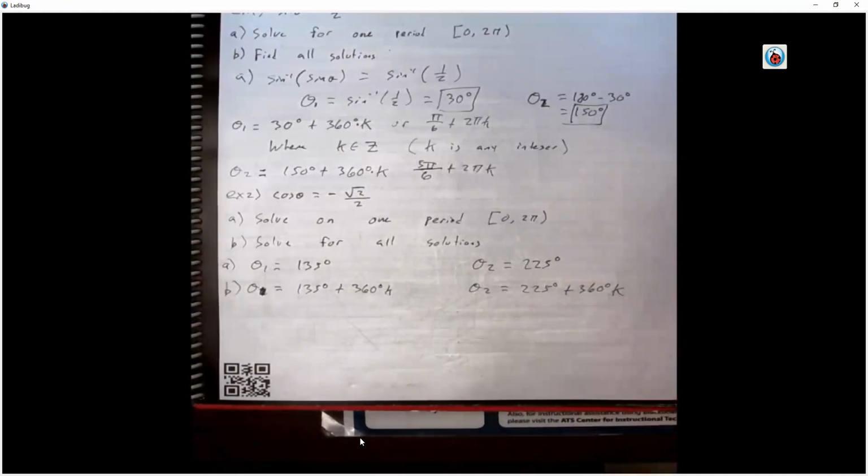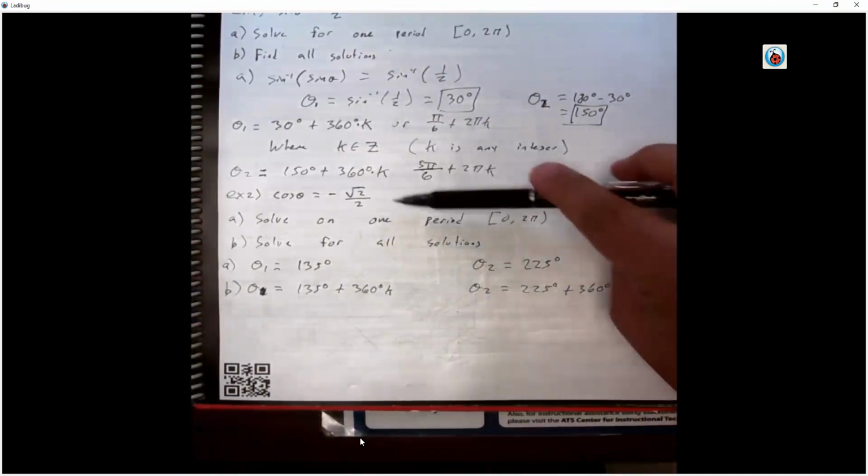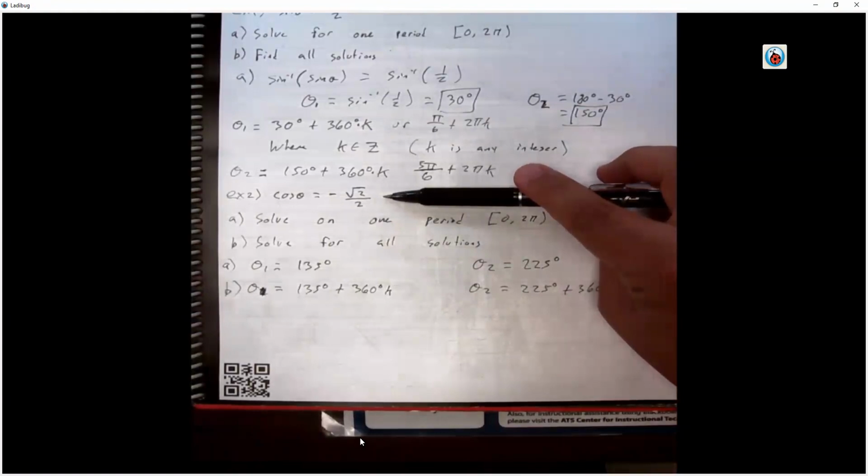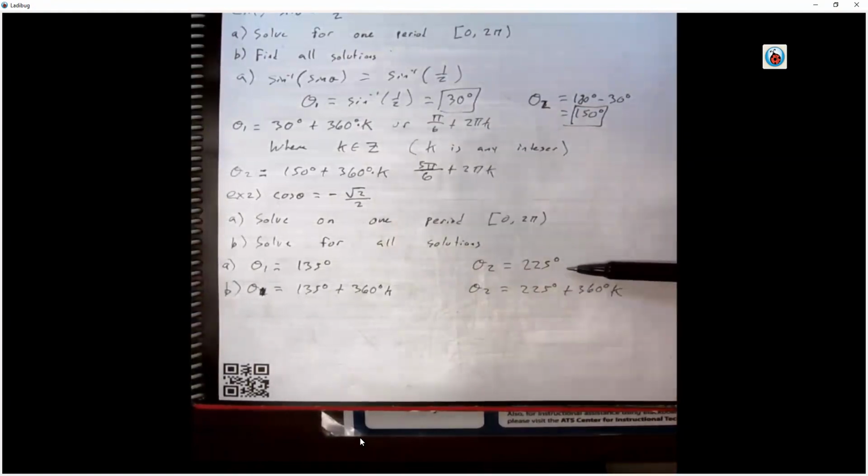Why did we choose 135 and 225? Those are two solutions within one period that give me negative root 2/2, right? Or is this not right? I don't have a circle in front of me. One circle, right? Yeah, one revolution around the circle. If you keep going, you have more. Each time you go around, you have another set of solutions. So we have to limit to one revolution.